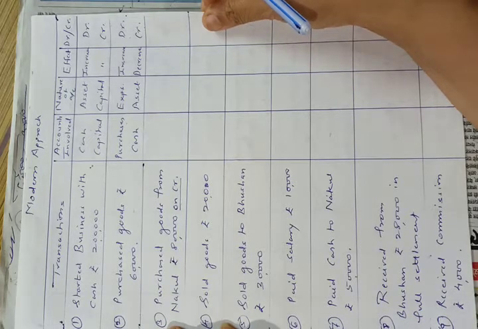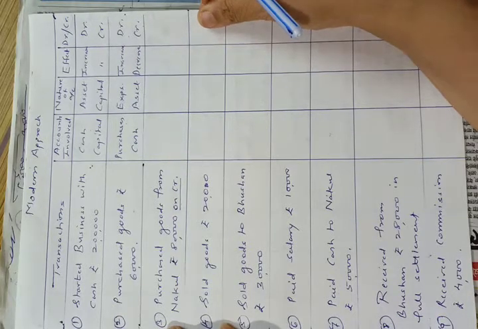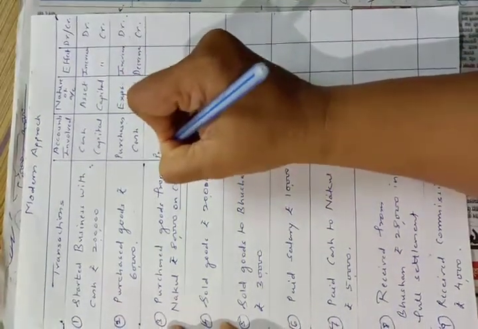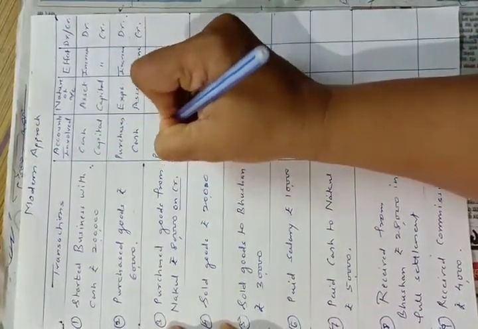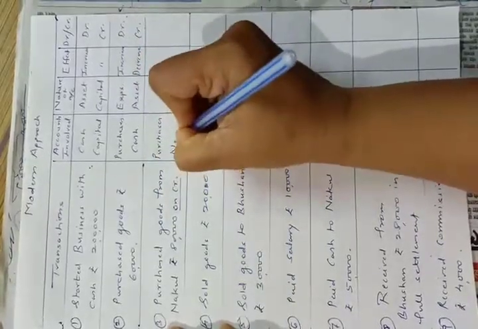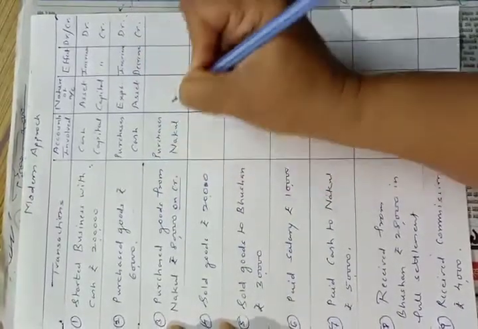Only for purchase of goods there will be purchases account. So here one account will be purchases account and second account will be Nakul's account. So purchases account and Nakul. Okay.